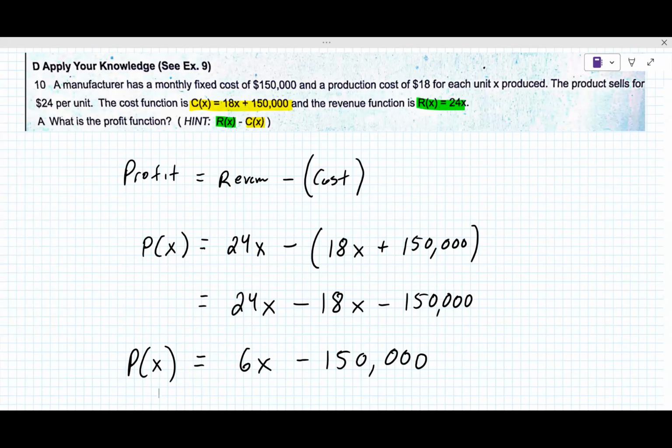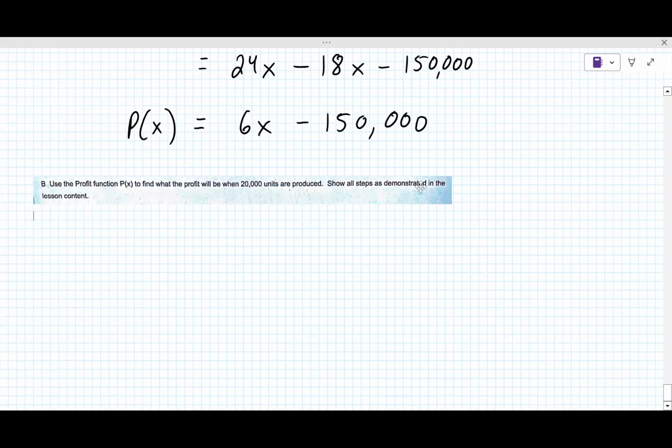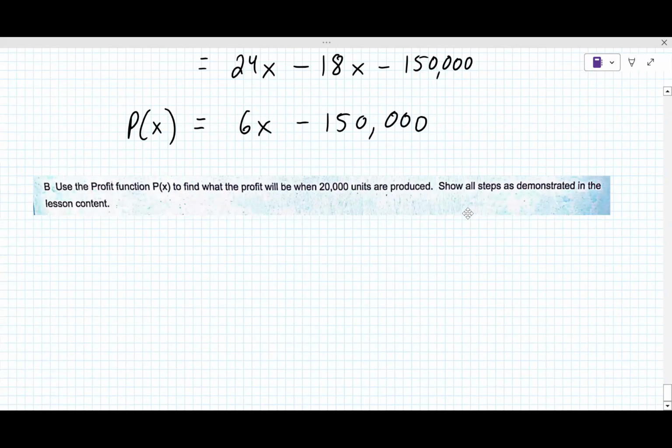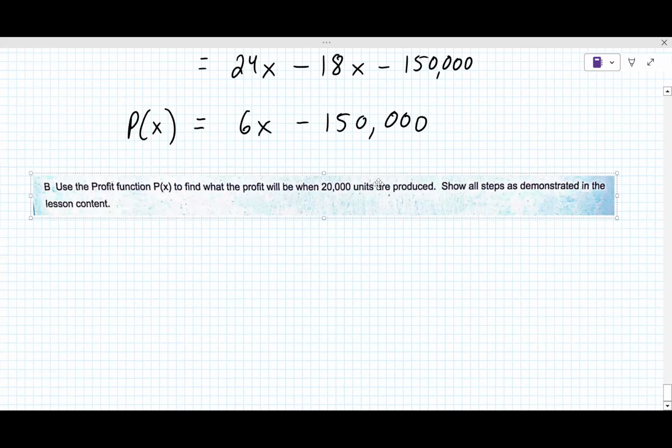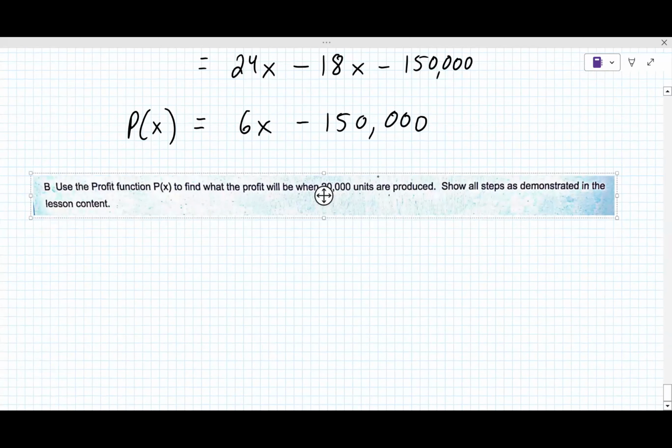Okay, on to part B. It says to use the profit function to find out what the profit will be when 20,000 units are produced. X is the number of units. 20,000 is the value for X.